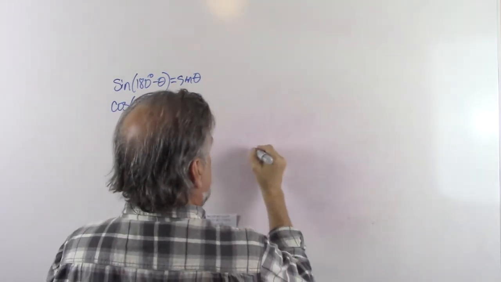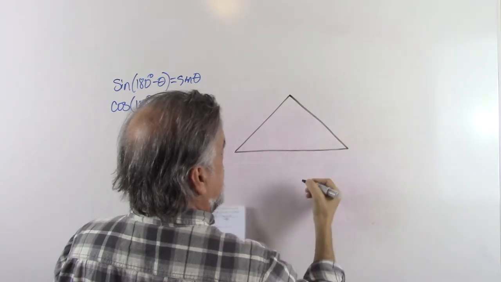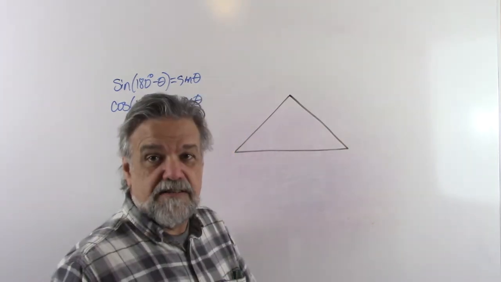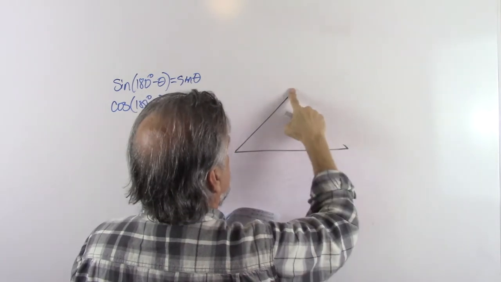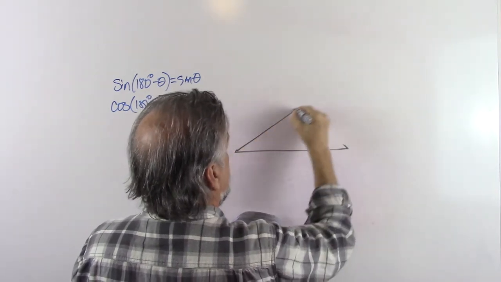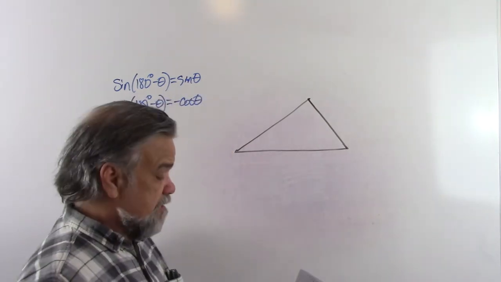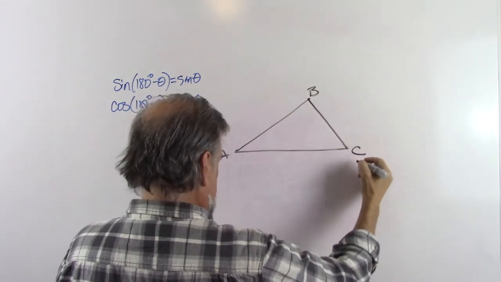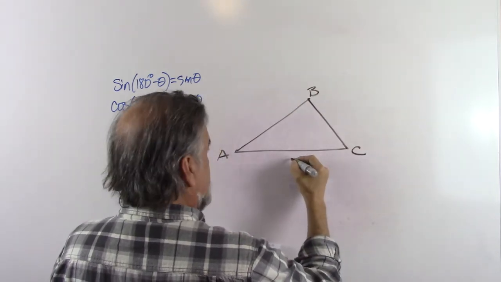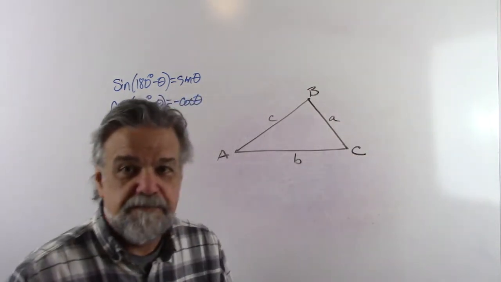Let's say we have a triangle, and that looks like an isosceles triangle. It's not necessarily isosceles. Matter of fact, let me just make this more obvious. Okay, there we go, there is our triangle. I'm going to call this A, this B, and this C. And so that means this side is little b, this is little c, and this is little a.